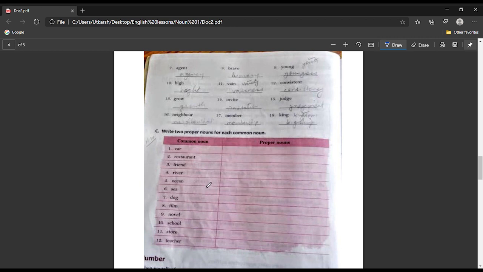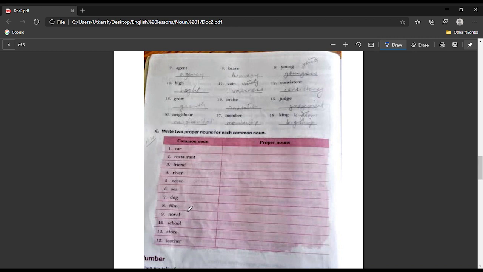This is an interesting exercise. A common noun is given here, for example, car. Now, whatever your favorite car is, you can write the name of your favorite car here. Then your favorite restaurant you can write here. The name of your favorite friend you can write here. Any two river names you can write here. Any two ocean names, any two sea names you can write here. Two dog names which you're fond of you can write here.